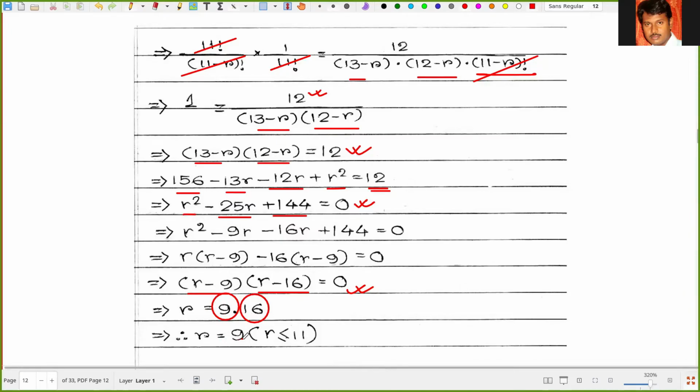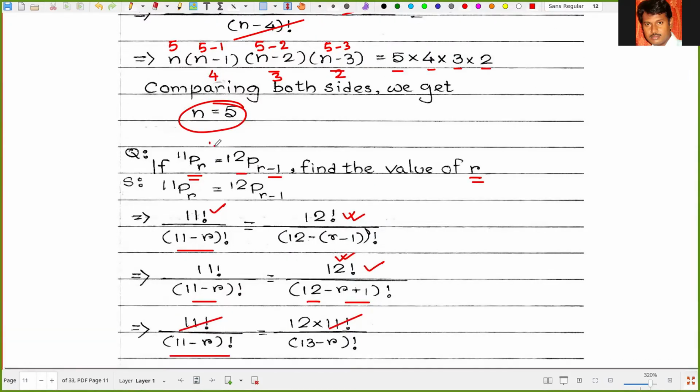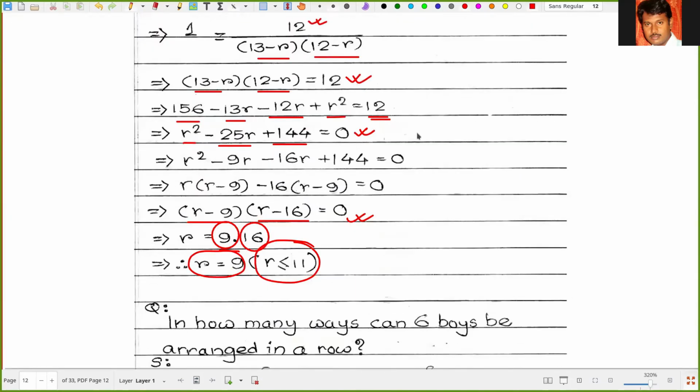But we have to remember that R must be 9, because already it is given that R is less than or equal to 11. Let's just check the problem here. N is equal to maximum 12 or 11 here. So R must be less than or equal to 11. R cannot be greater than 11. So 16 is not possible. So the R is now only 9.